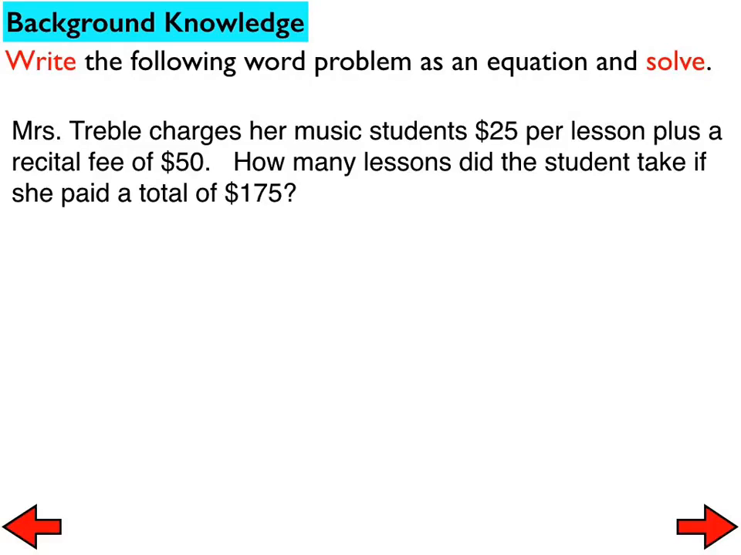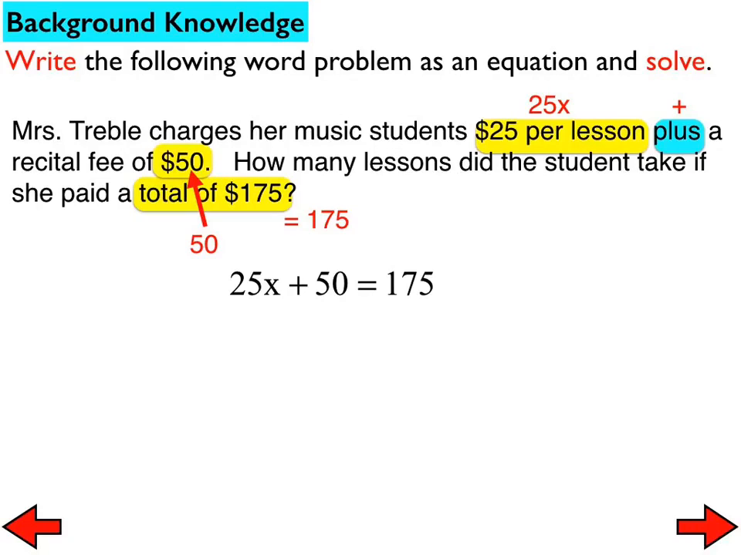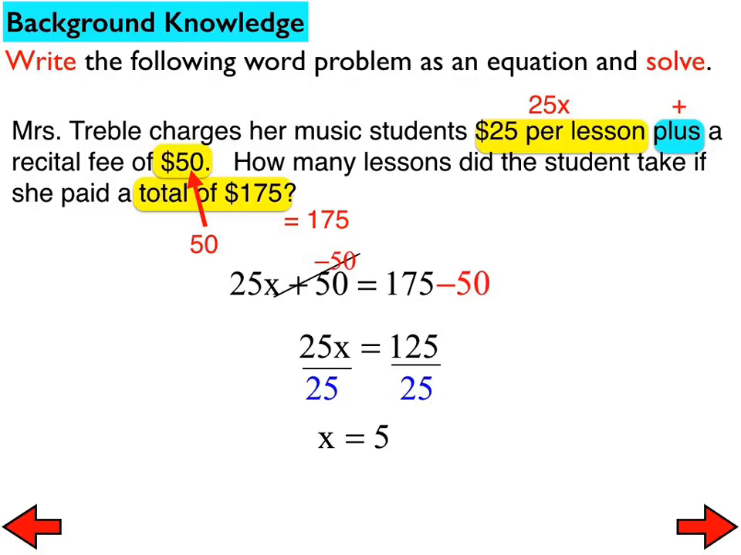This is not the one on your notes. It's one that we've done in the past. Recognize it? You've seen this a lot on your homework. So Mrs. Treble is charging her students $25 per lesson plus a recital fee. How many lessons did this student take? Who remembers how to set this up? Go ahead. 25x plus 15. Very nice. And then we would solve it just like we always solve. Get rid of the constant, then the coefficient, and then we get x equals a number.